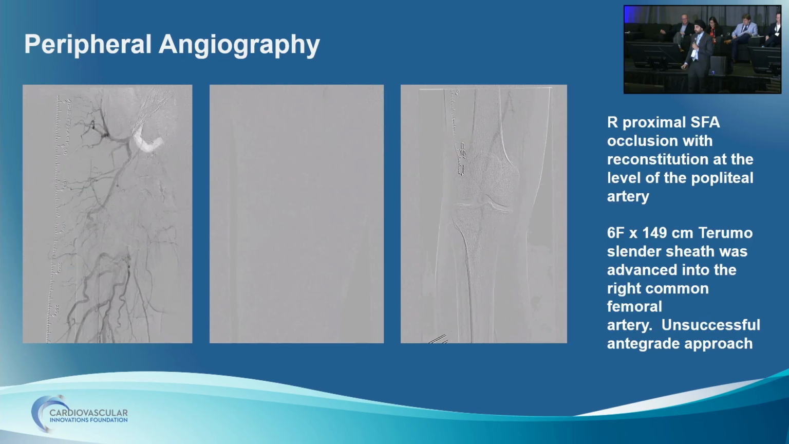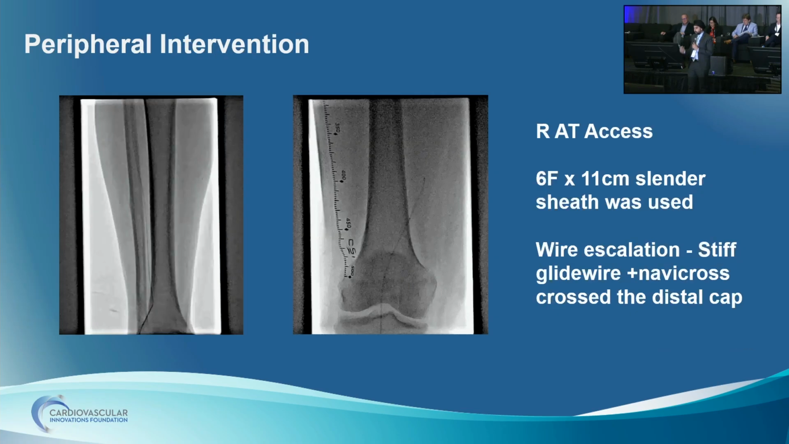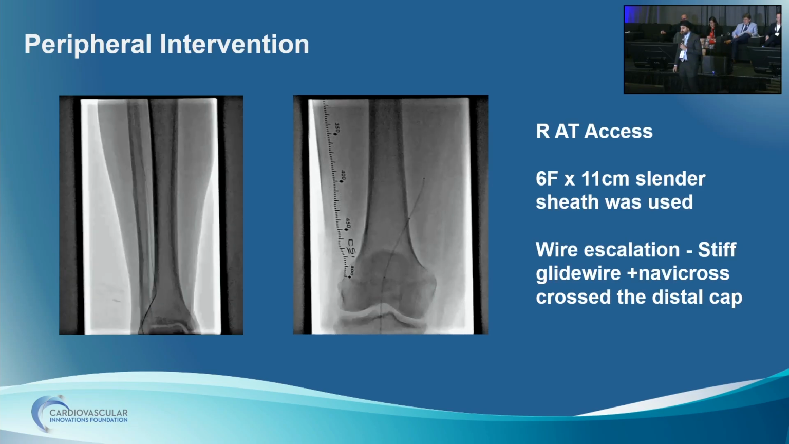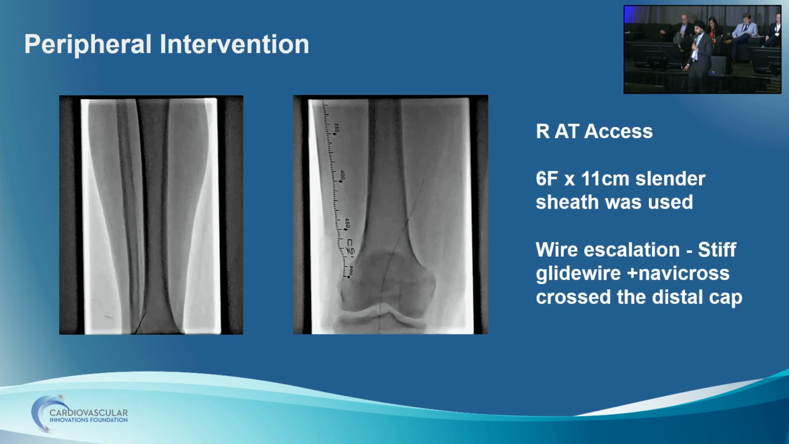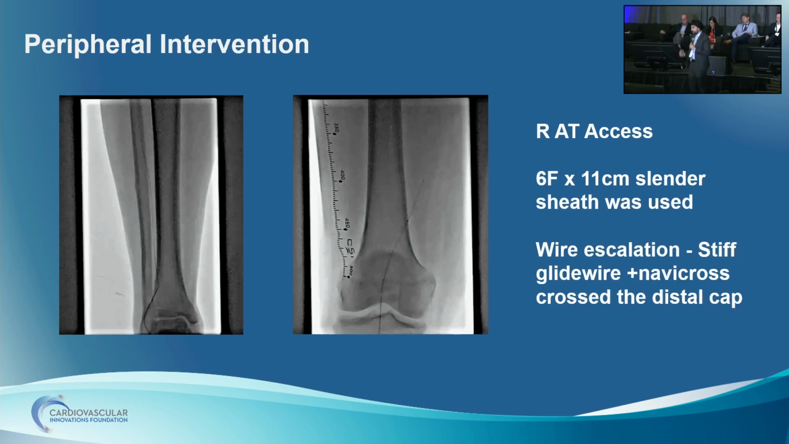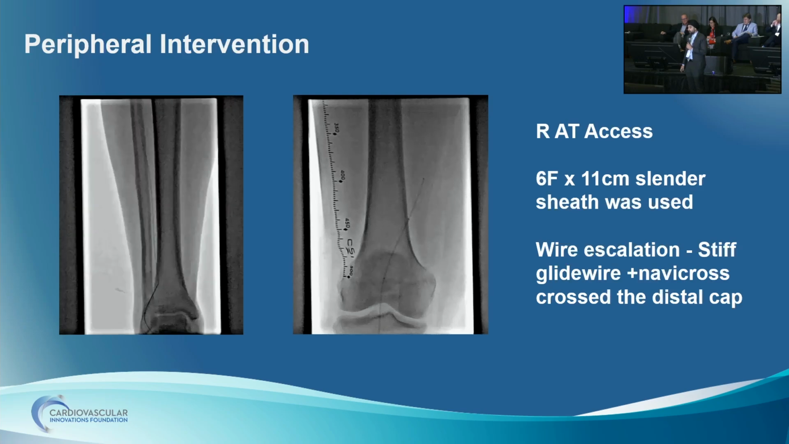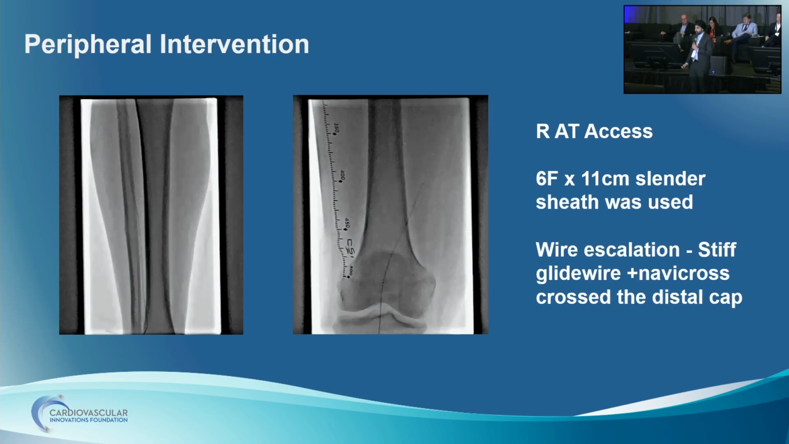We did try initially antegrade. We didn't have a whole lot of success. Switched to retrograde. He did have 2-vessel runoff on the duplex, and we felt pretty confident in our ultrasound evaluation. We used the AT successfully. We had wire escalation, and were finally able to cross the distal cap using a stiff glide wire and NaviCross.